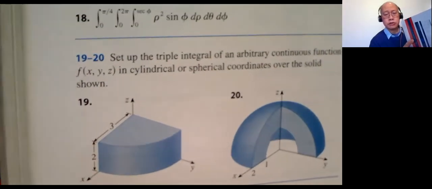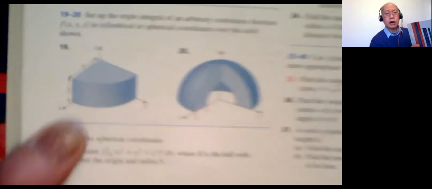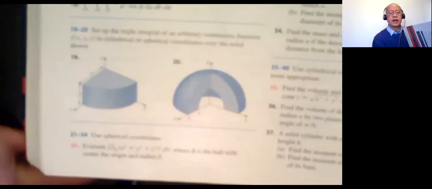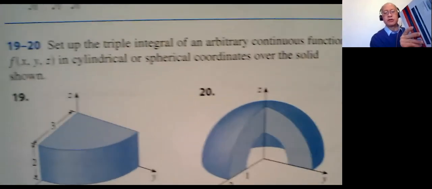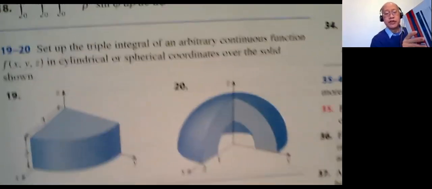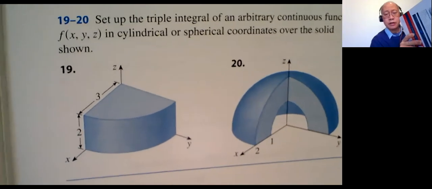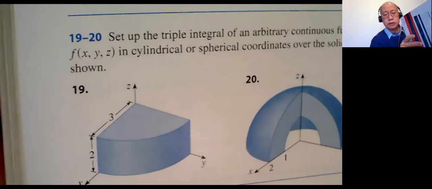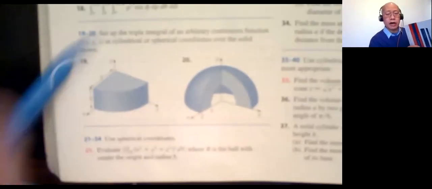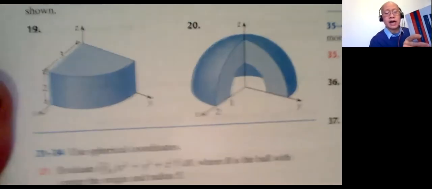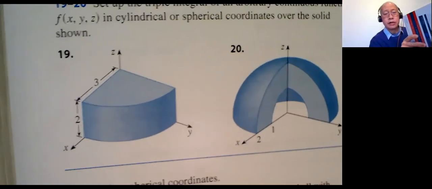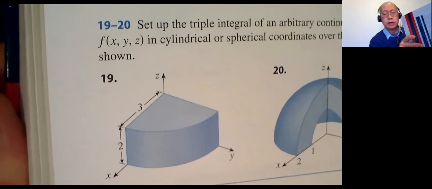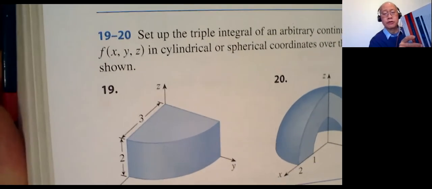Z is going from 0 to 2. The R is 3. So if we swing this away, R is going from 0 to 3. How about theta? Look at that block. Theta goes from 0 to pi over 2. It's 1/4 of the way around. If I go all the way around, it'll be 2 pi. You're only in the first octant, right? So R is going from 0 to 3, Z is going from 0 to 2, theta is going from 0 to pi over 2.